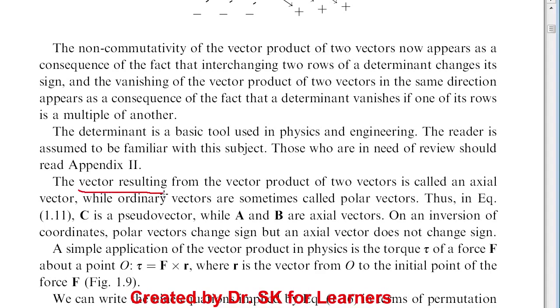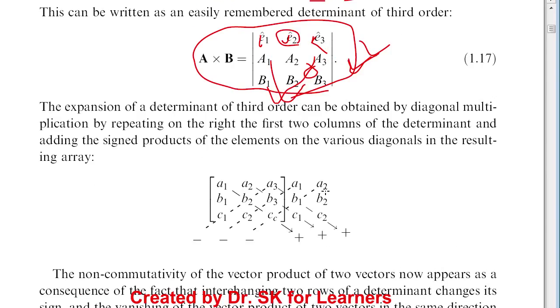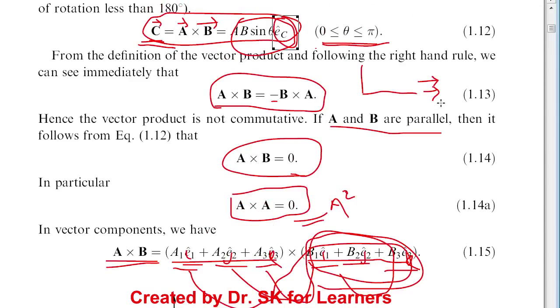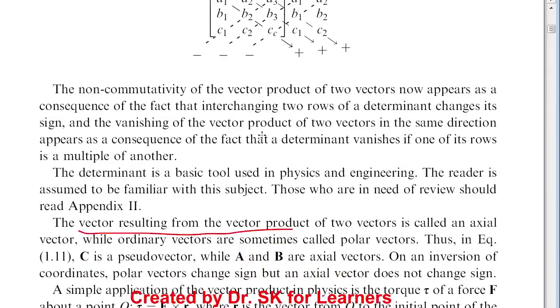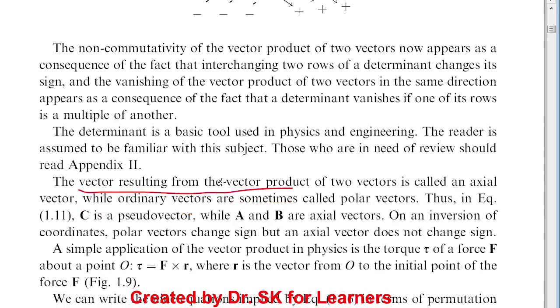So it says the vector resulting from the vector product of two vectors is called an axial vector, while ordinary vectors are sometimes referred to as polar vectors. Thus, in equation 11, C is a pseudo vector because it is the product of two vectors, while A and B are polar vectors. So we'll discuss polar quantity and how the sign is changed in our subsequent classes when we'll learn curvilinear coordinate system.